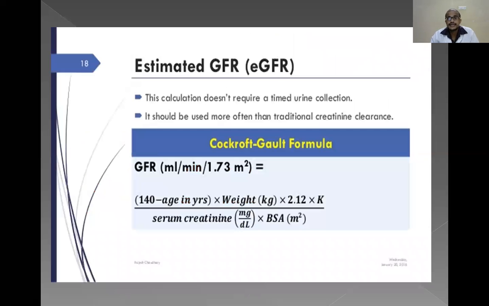And this GFR depends on the GFR, and the GFR is estimated by the Cockcroft-Gault formula. This is the formula which is designed for estimating the GFR, and the renal clearance depends upon the GFR. Okay.